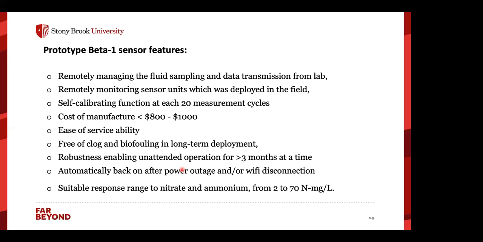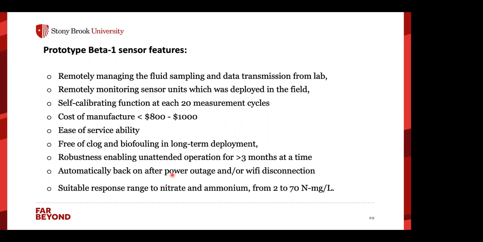Another feature is ease of serviceability. You just open the box, so it's pretty easy to replace the parts inside. So far the sensor shows no clog and no biofilm inside, even after being deployed in the wastewater for 4 months. Another feature is automatically coming back on after a power outage. We had several power outages of the sensor. One was by design of the test procedures, but a couple of times it was an accident. Each time the power came back on, our sensor resumed working automatically. Sometimes the Wi-Fi is not stable, but when Wi-Fi is connected, we can easily see the signal from our lab.